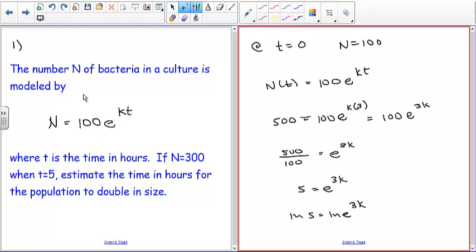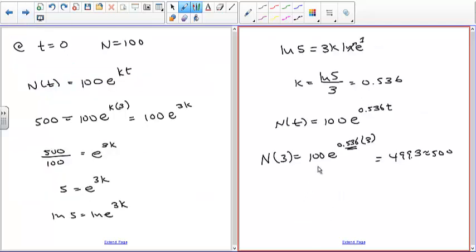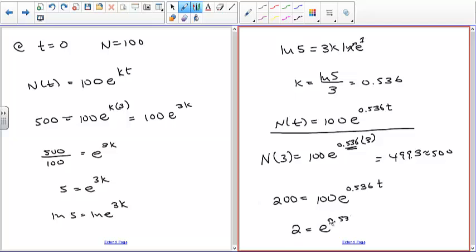Okay, so now with the equation, we can estimate the time in hours to double the population size. So what we're doing is taking this. Well, if we doubled the population, that would be 200. And we keep k the same. We want to solve for t instead of k. Another way of thinking about it, you could just say the population is doubled, so if you took N of t divided by 100, that ratio would be 2, and you get the same result. Now, I can go from here to here just by dividing both sides by 100.